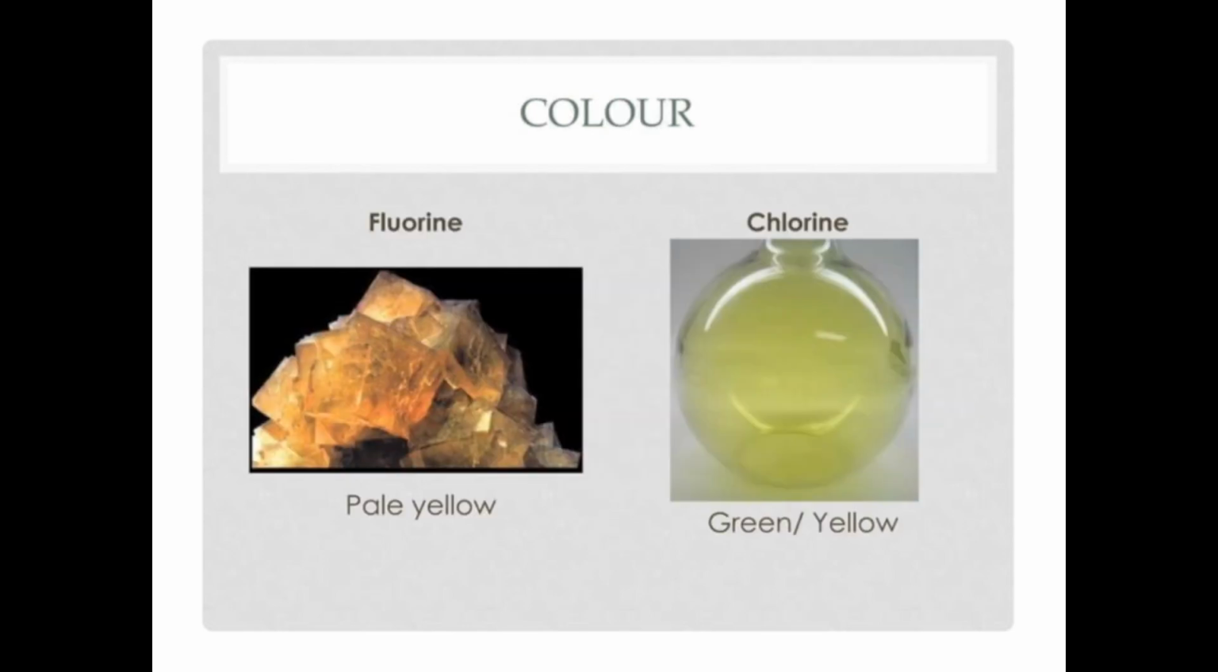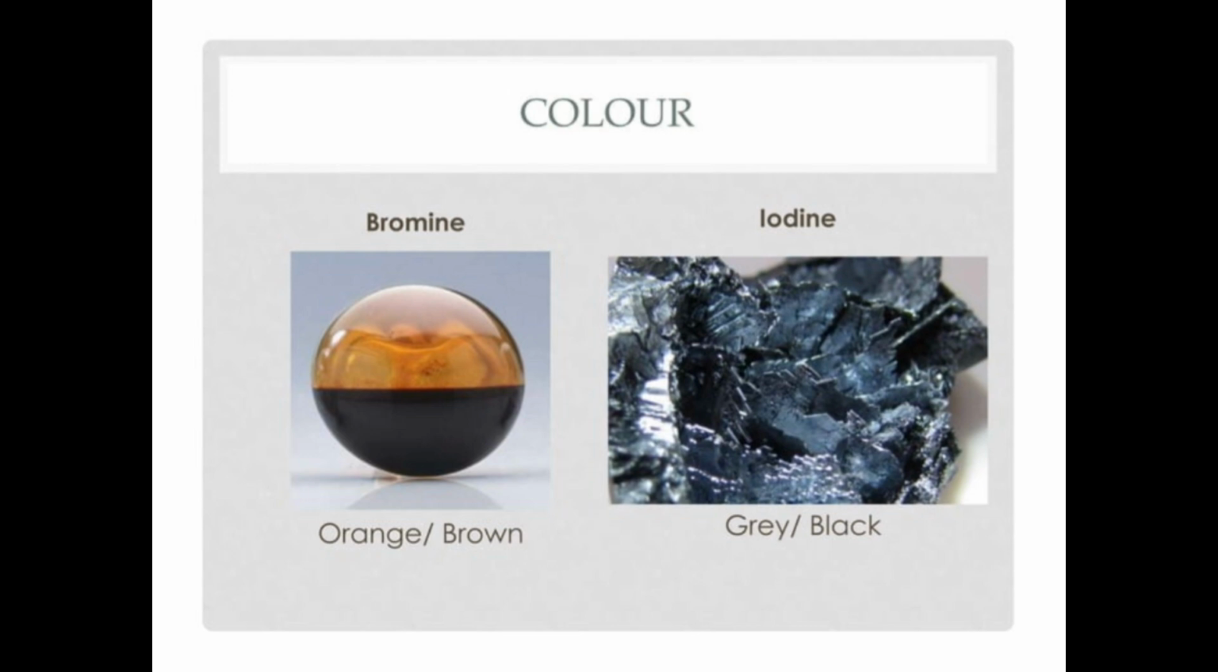Now let's look at their color. Fluorine is a pale yellow gas. Chlorine is a greenish yellow, or we call it green yellow gas. Bromine is brown or orange brown, or sometimes we call it reddish brown liquid, while iodine is gray black solid. Like we have said, astatine is radioactive.